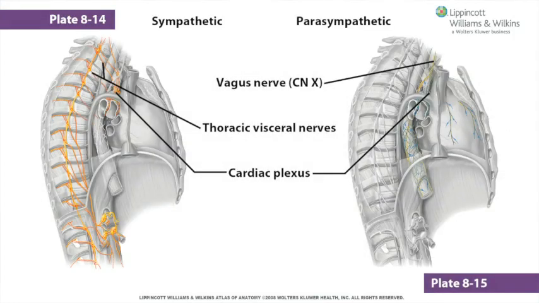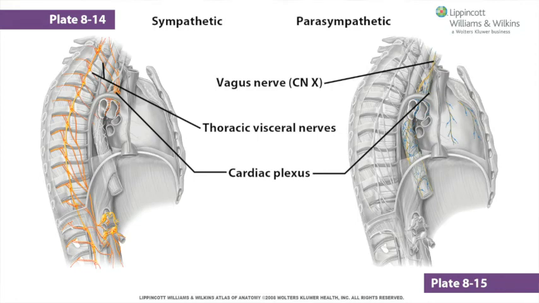Autonomic innervation from the central nervous system changes the rate at which the heart beats. Sympathetic nerves from the upper thoracic levels of the spinal cord and parasympathetic nerves from the vagus, or 10th cranial nerve, combine to form the cardiac plexus, which is found anterior to the bifurcation of the trachea and posterior to the ascending aorta and bifurcation of the pulmonary trunk.